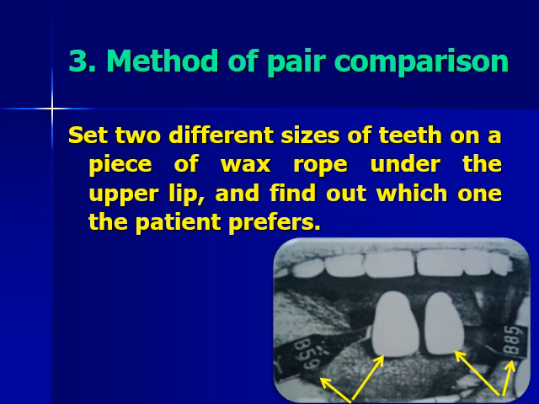Now, the method of pair comparison, this method is repeated for the second time. Also, we bring sets of two different sizes of teeth fixed on a piece of wax rope under the upper lip and find out which one the patient prefers. That means we choose two sizes, a large size and a small size, fix them under the upper lip, close the teeth, and ask the patient which size they prefer.